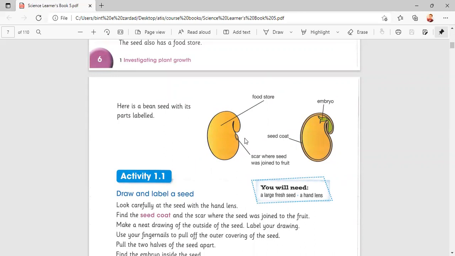The outer cover is the seed coat, and this one is the scar, where the seed was joined to the fruit. An embryo is a tiny plant inside the seed. The food store provides the food to the small plant, to the embryo. The seed coat protects the seed, the outer cover of the seed. The scar is where the seed joined to the fruit, and at the last, the embryo, a tiny plant inside the seed. The embryo takes the food from the food store.